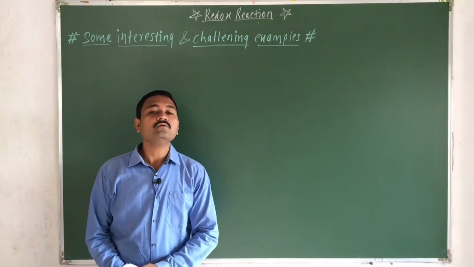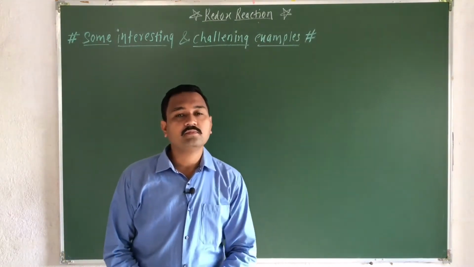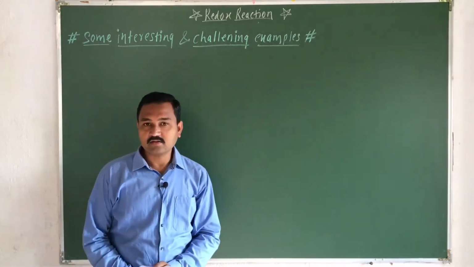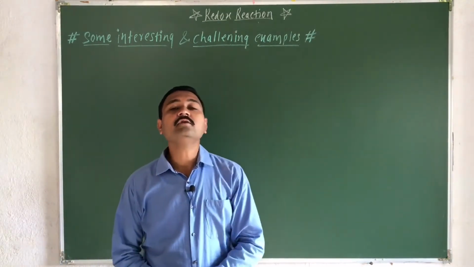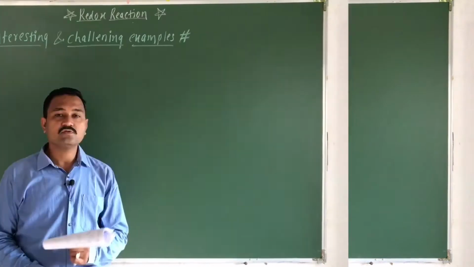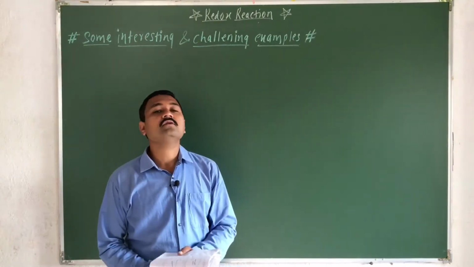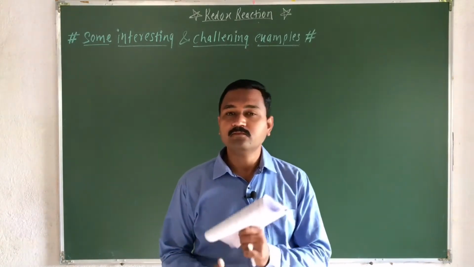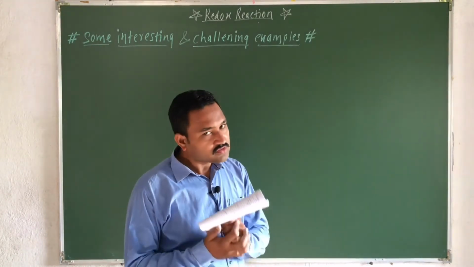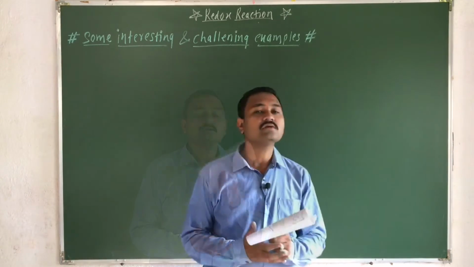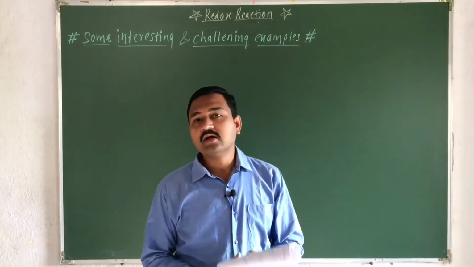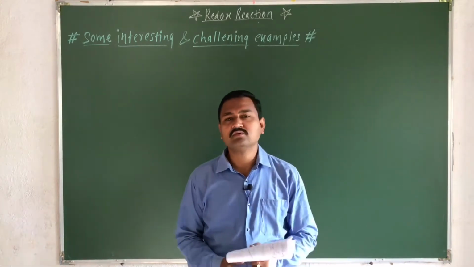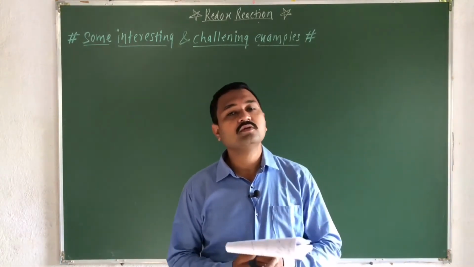Channel. In today's video we are going to learn about some interesting and challenging examples by which we can calculate the oxidation number of the atom. In the previous lecture we calculated the oxidation number by using rules. Now here you are going to use the same rules, but you have to consider the structure of that compound, and only then can we calculate the exact oxidation number. So this is the new thing that we are going to learn today.